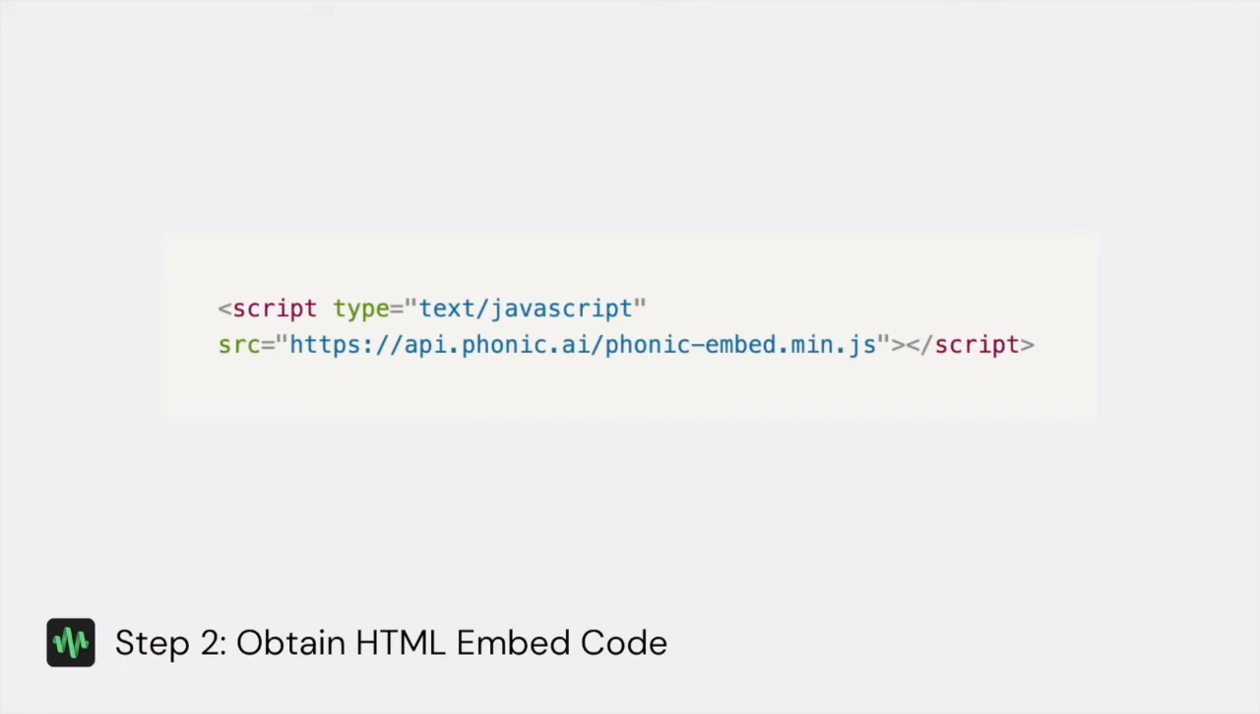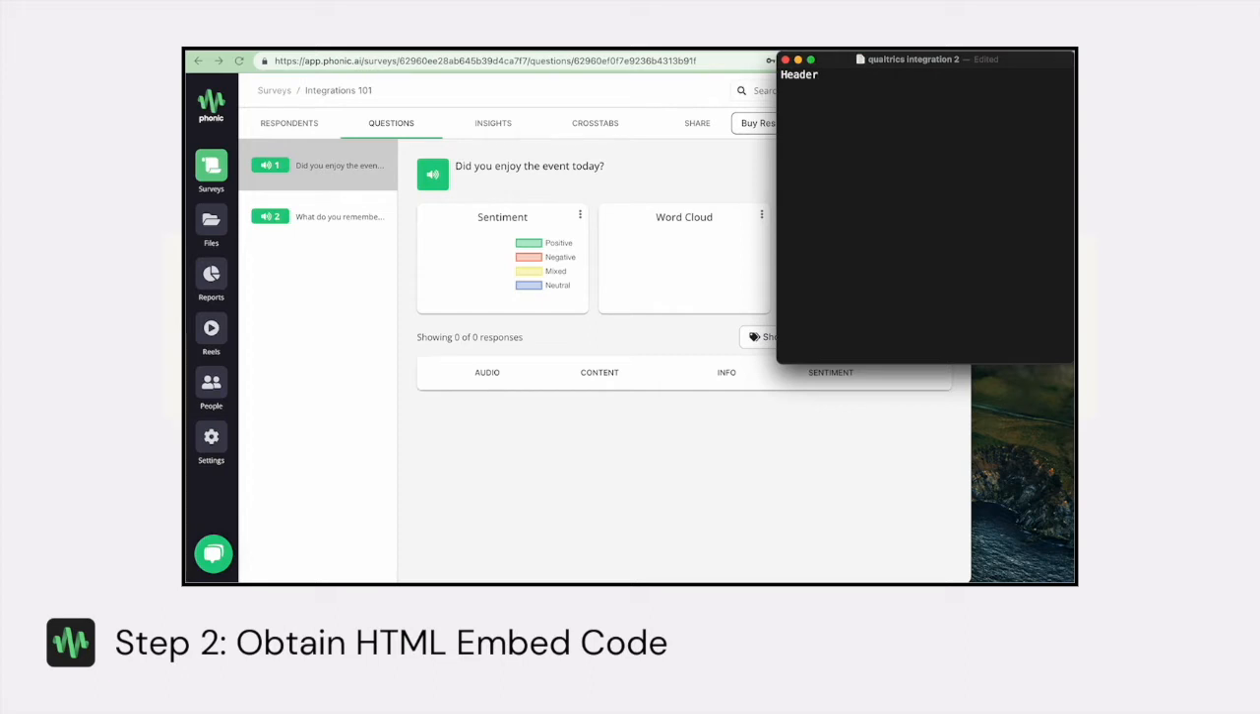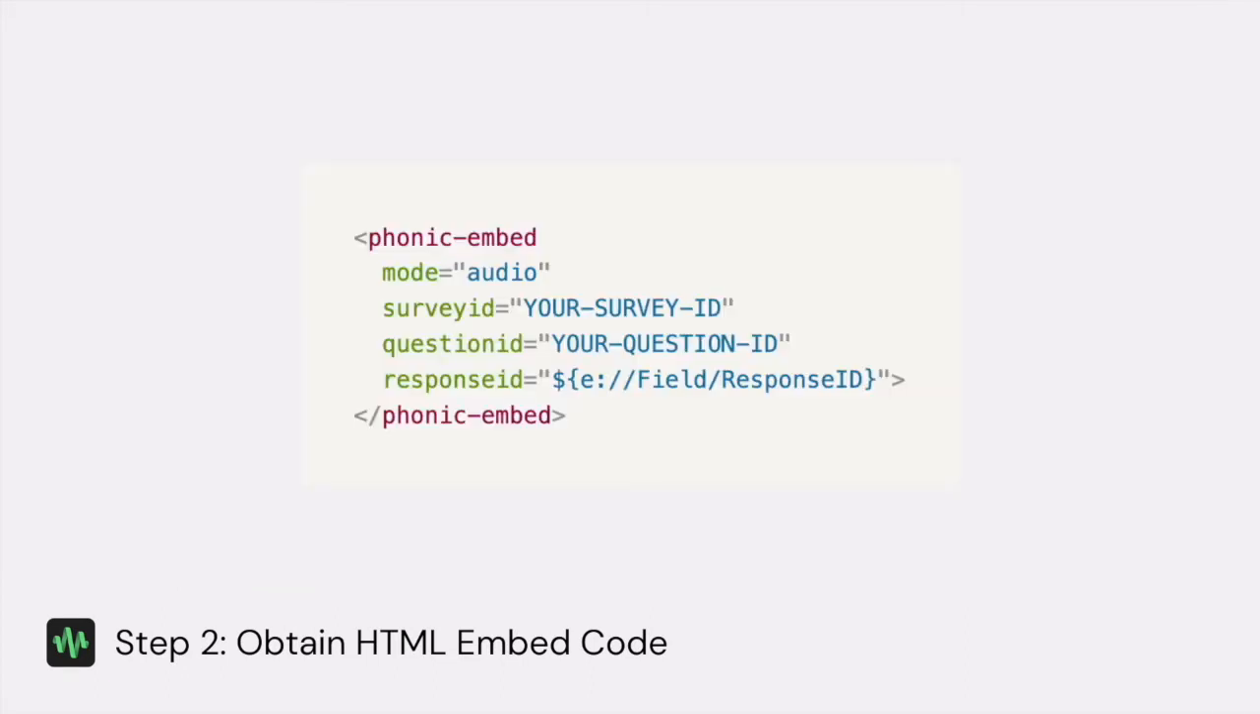The first bit of code that we need is the HTML script tag, which will be added into the Qualtrics header. You can obtain this code below. Copy the HTML and paste it into your plain text file. Next, we need the HTML template for each individual audio or video question.